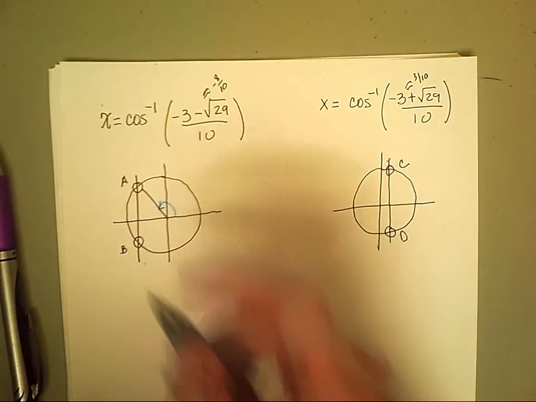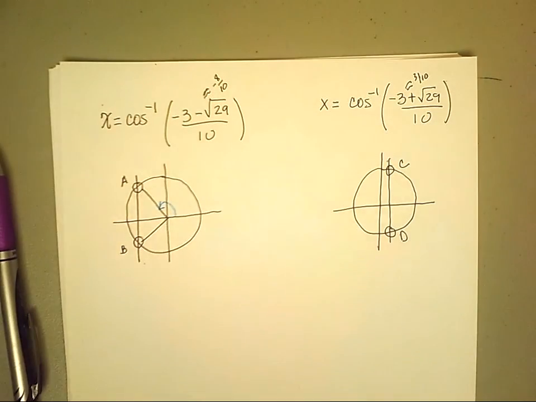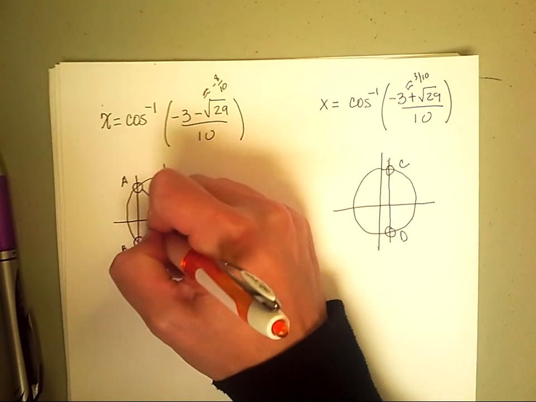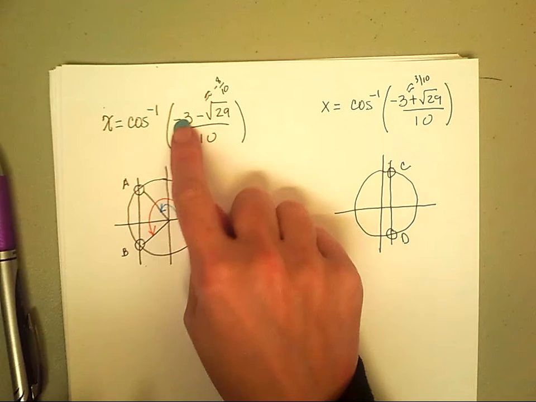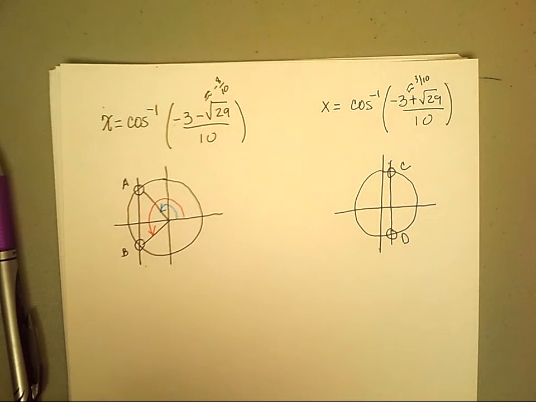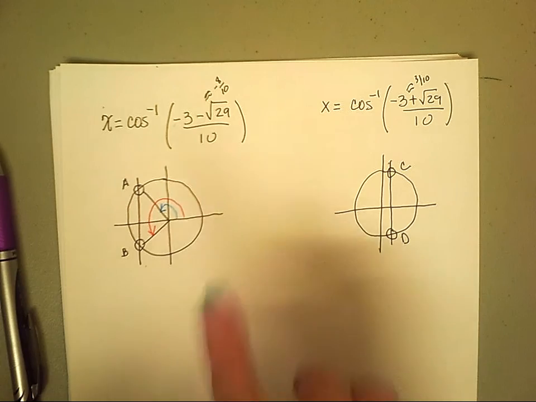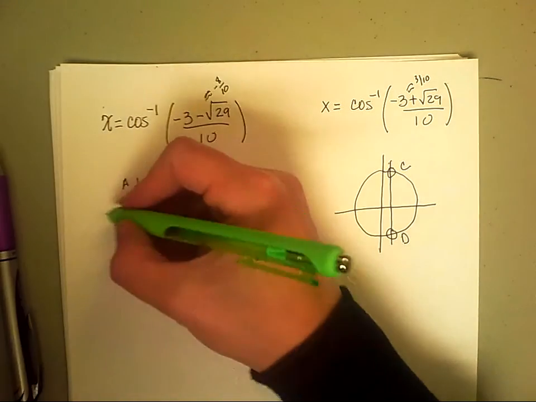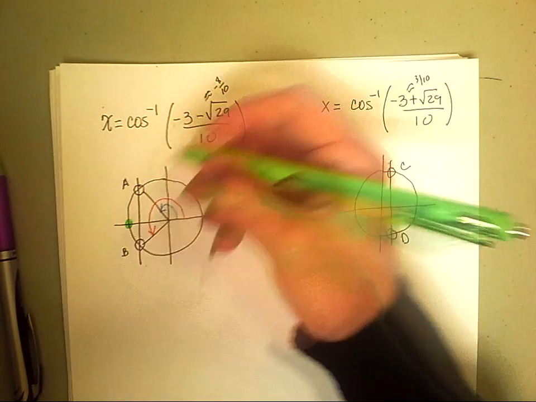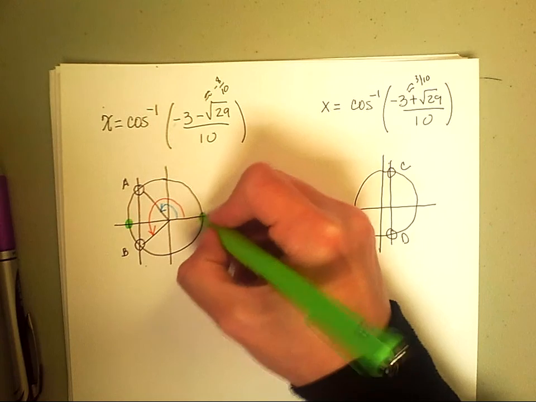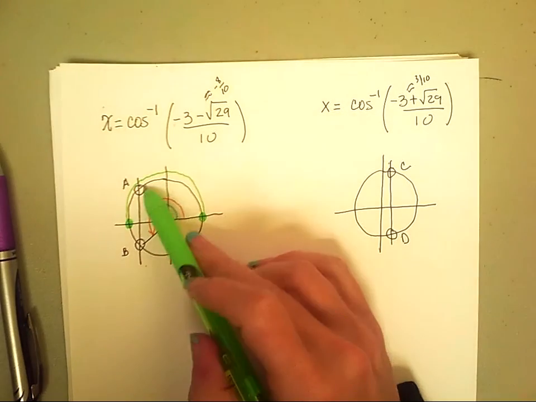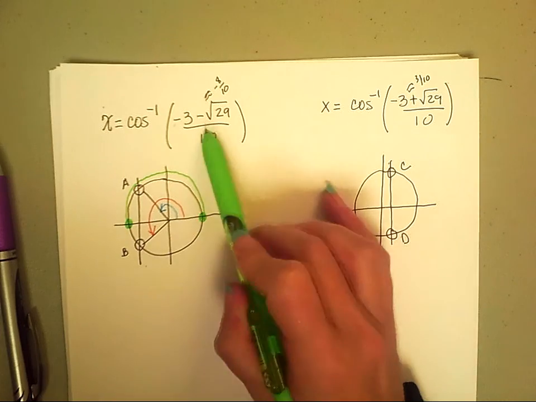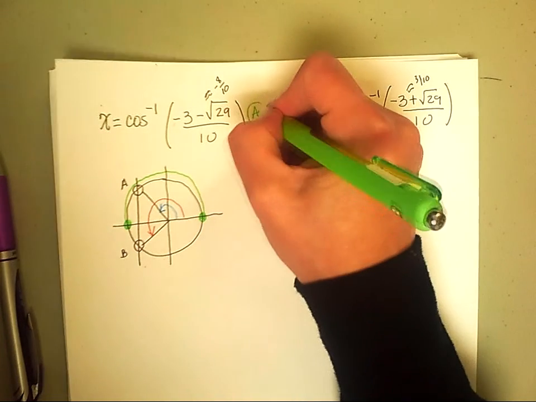Angle A goes from here to here, and angle B goes from here to here. So we'll start with this one. Is this angle A or angle B? Remembering the restrictions of the inverse cosine, which is much nicer than the inverse sine because it stays positive, it goes from here to here, from 0 to pi. So this is angle A right here.